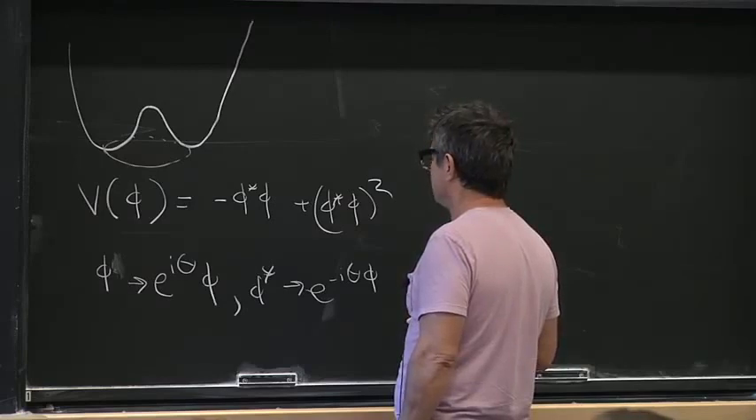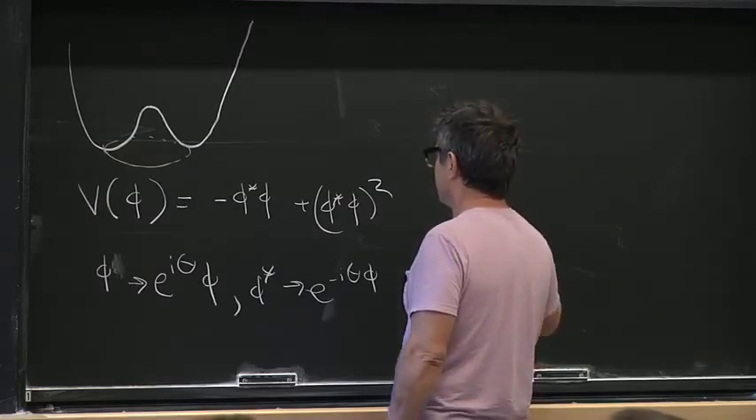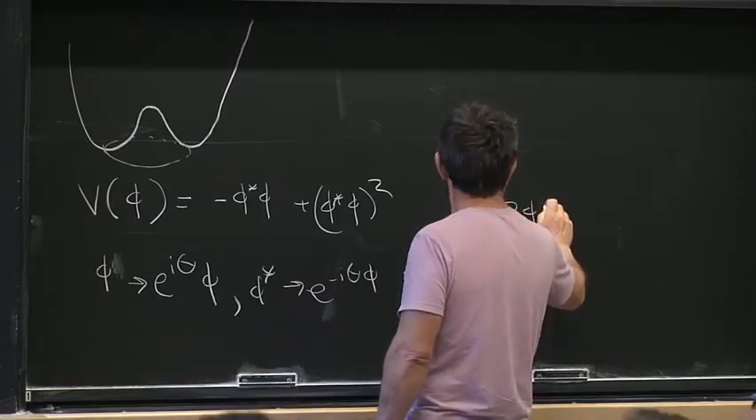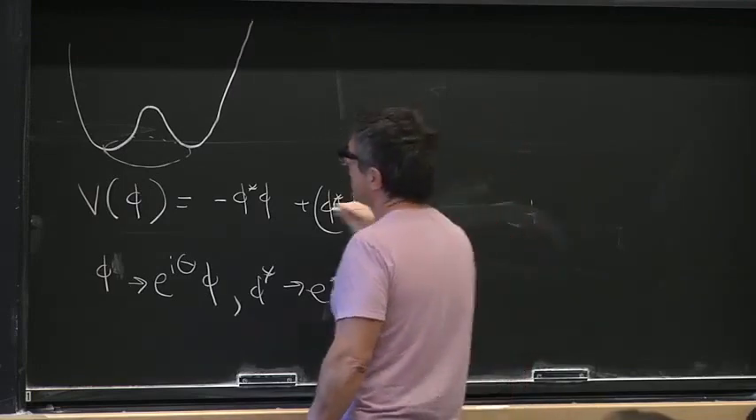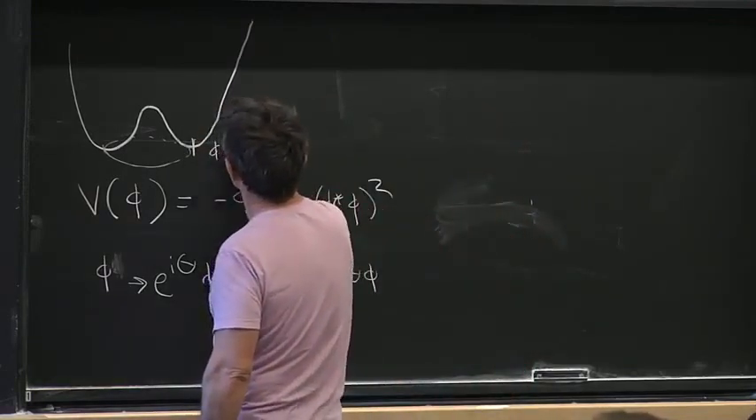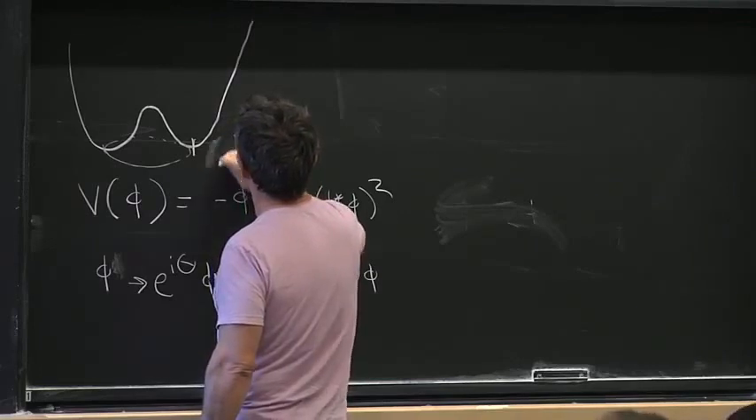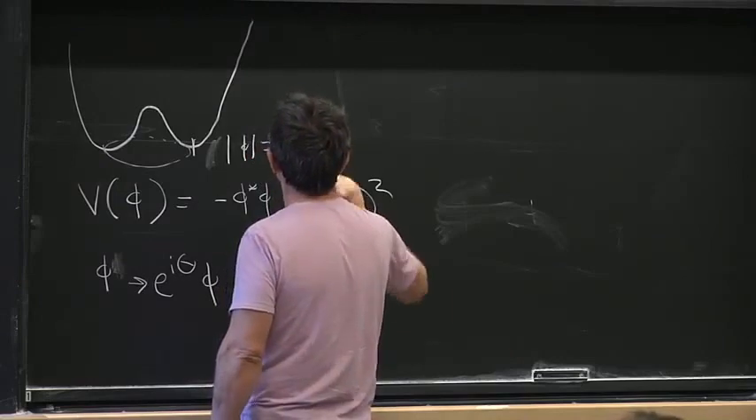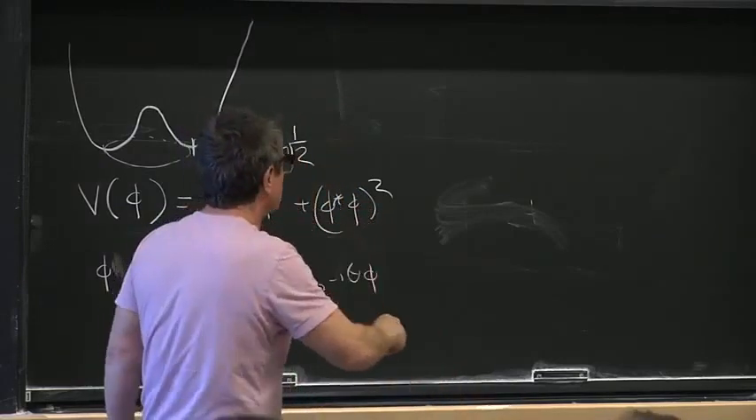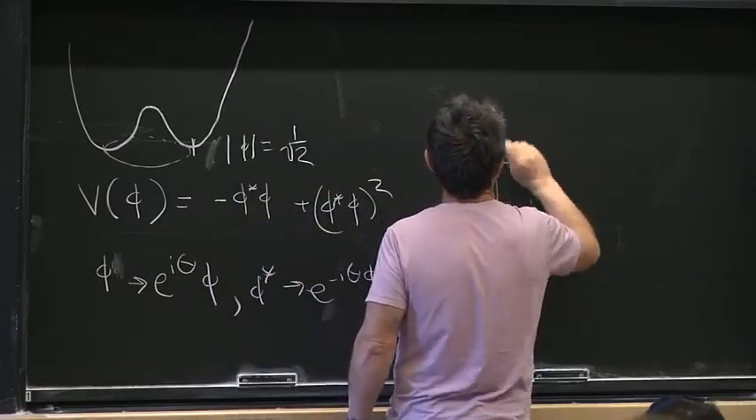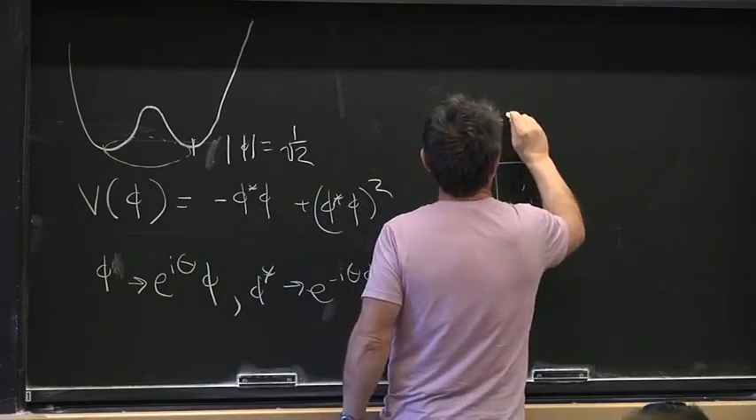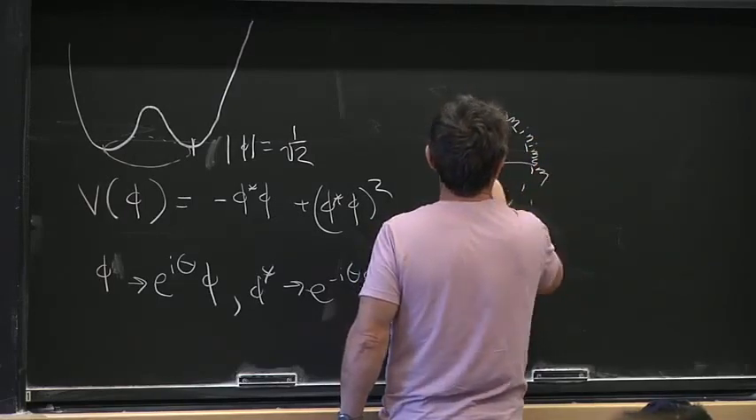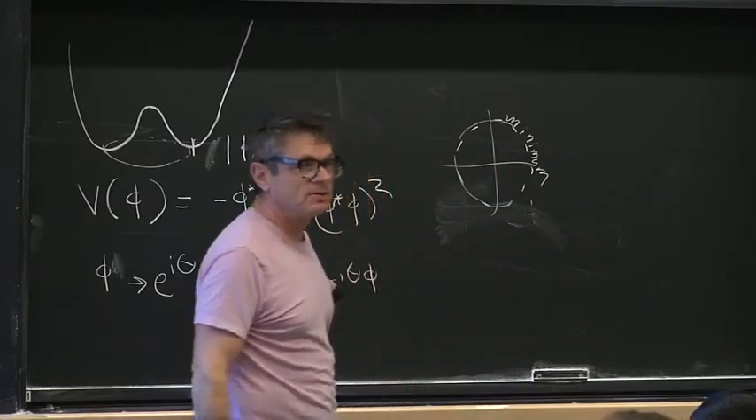It's where the derivative of this vanishes. It's where phi is equal to 2 phi, phi. So phi phi star is equal to a half, which means the absolute value of phi is 1 over the square root of 2. So it's a whole circle. If we look in the phi plane, there's a whole circle's worth of points of phi, which are minima of this potential.